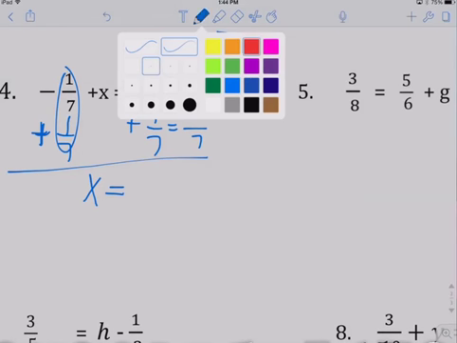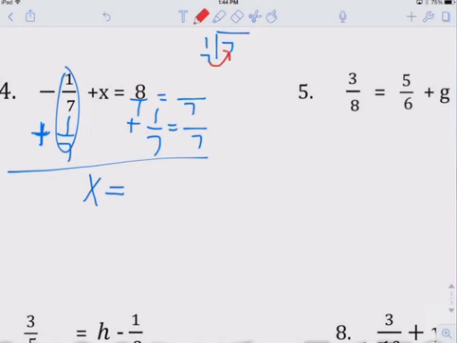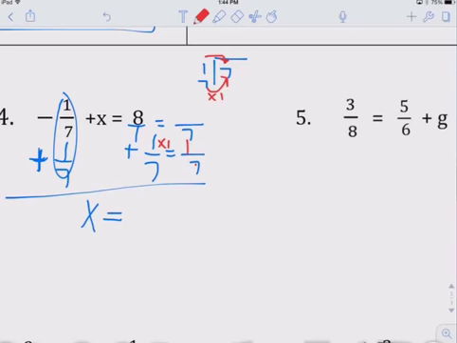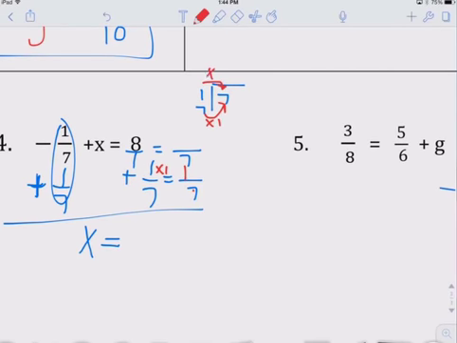Now 7 divided into 7 is 1 time. So 7 divided into the 7 is 1 time. That leaves a 1. 1 into 7 is 7 times. So you times 7 to that 8, you get 56. Okay? They're both positive. This is a positive also. You add them. So you get 57 over 7.